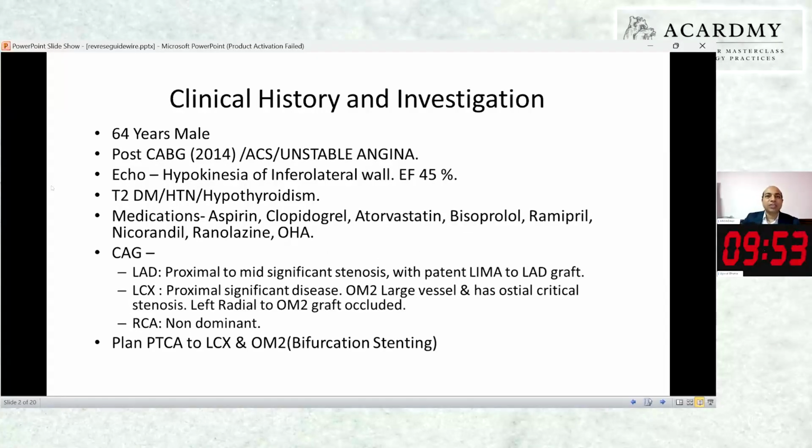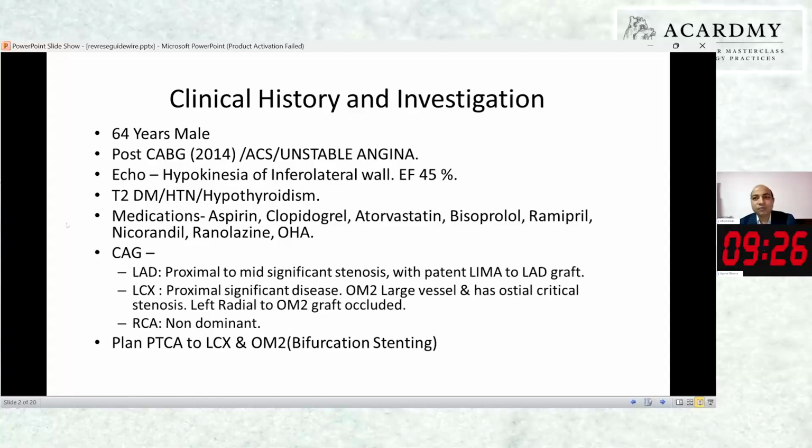So, coming to case one, it's a 64-year-old male who underwent CABG in 2014, who presented to us around 2 years back with unstable angina. His ECG showed T-wave inversion in inferior leads with inferolateral hypokinesia, and echo with ejection fraction of 45%. He was a known case of diabetes, hypertension, and hypothyroidism, but very compliant with his medication.